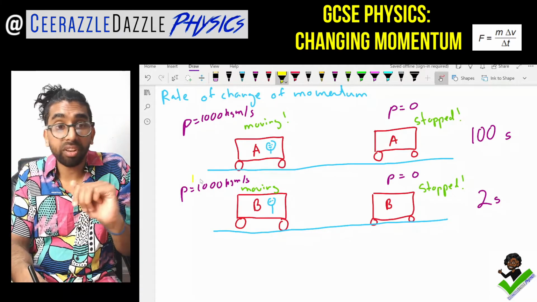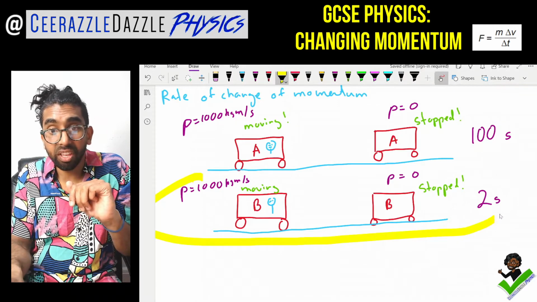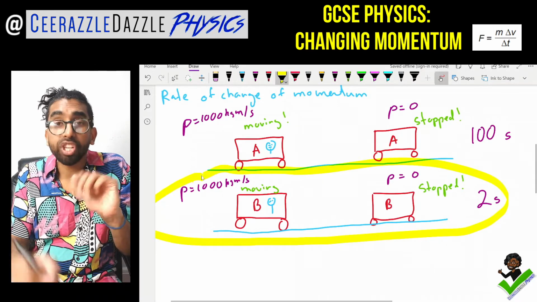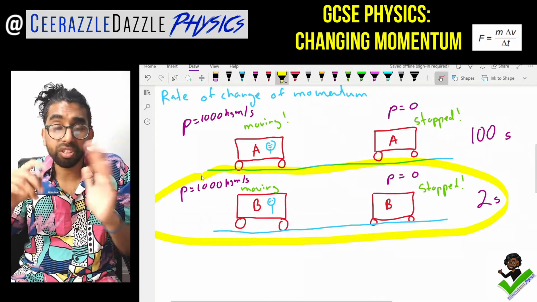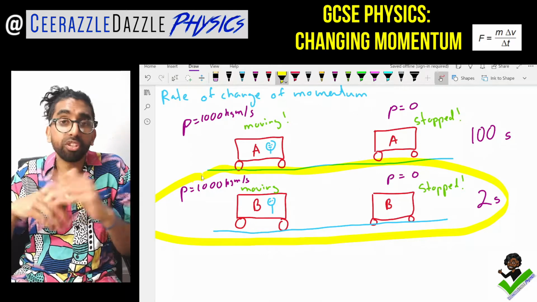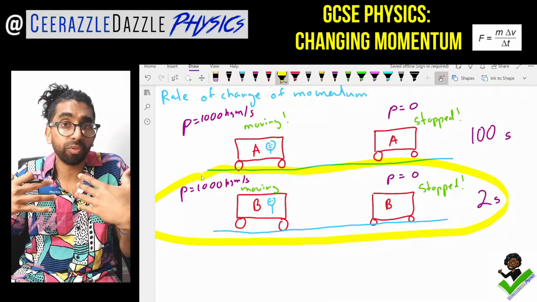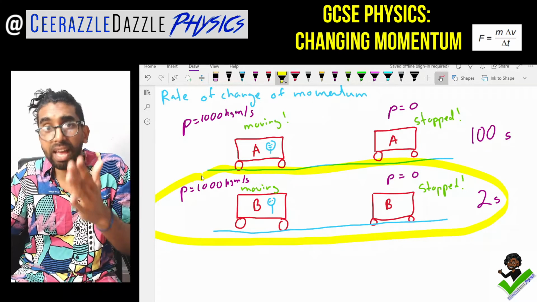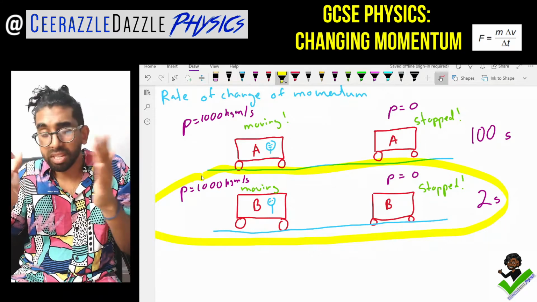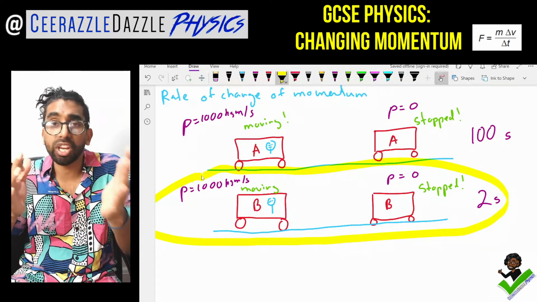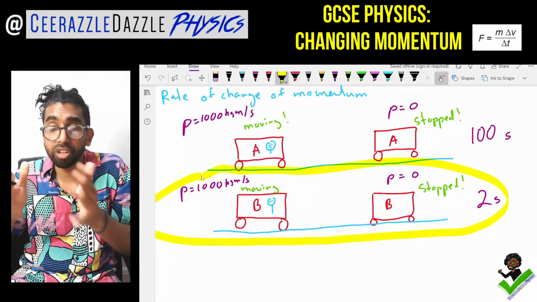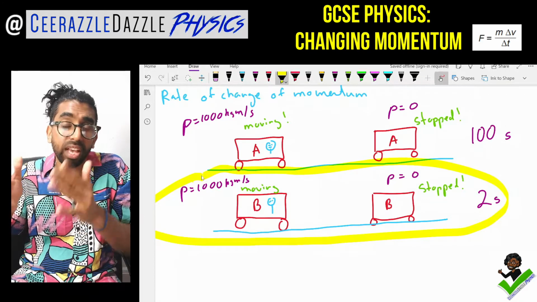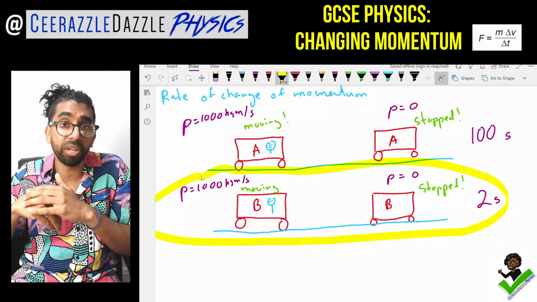Hopefully you have an idea that in the second scenario you are changing momentum at the fastest rate, because you do all of that in 2 seconds. Therefore you experience a greater force. What this means is that there's a relationship between force and changing momentum, and that is what we're going to look at today.